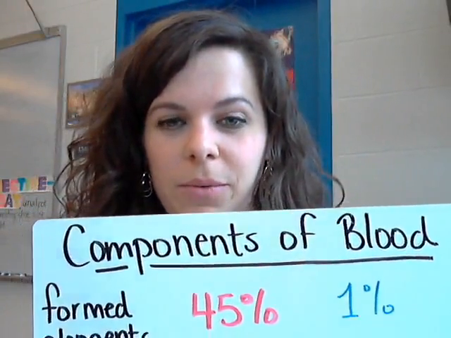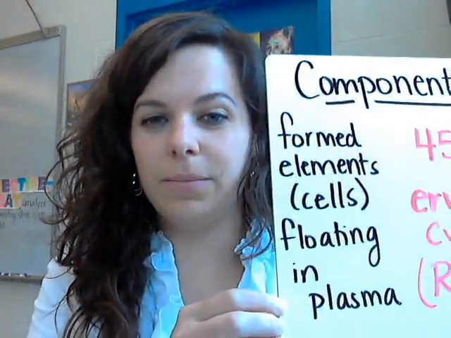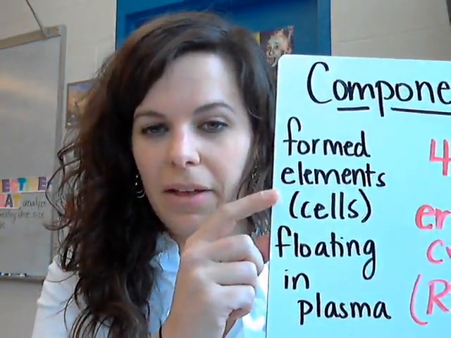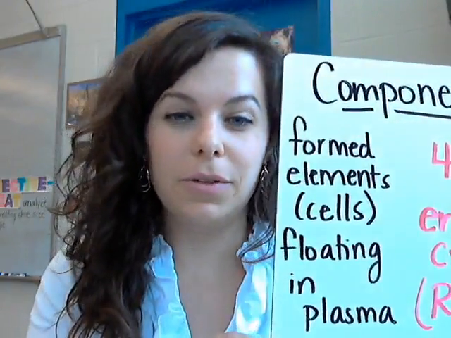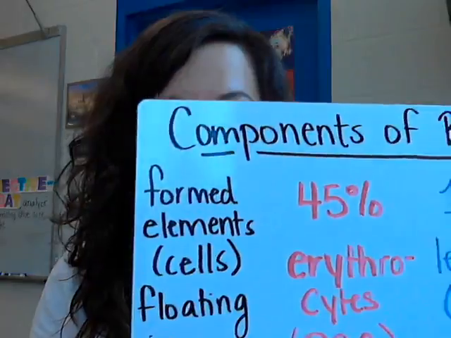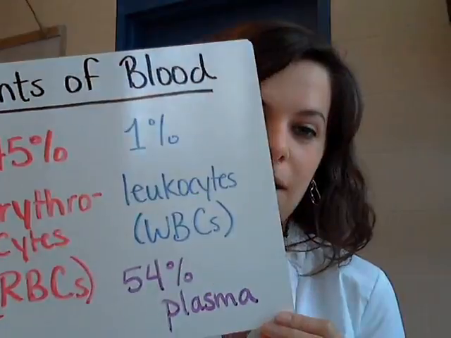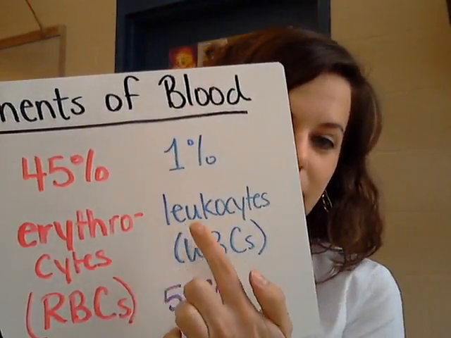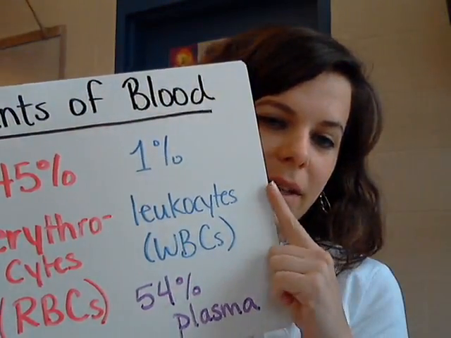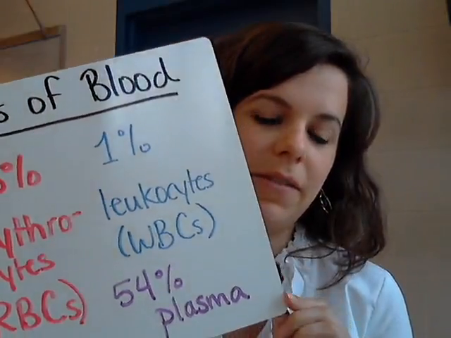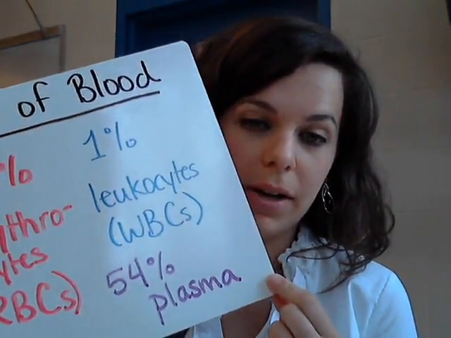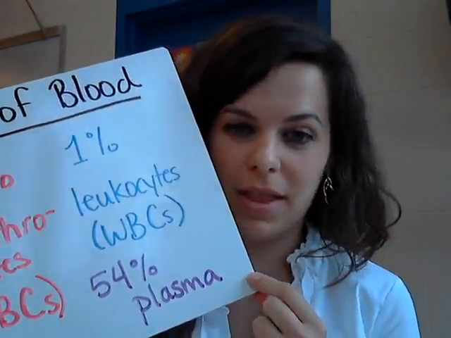Now there's three main parts of blood, and blood is basically made of formed elements, which are your cells, floating in a plasma, which is basically just liquid with some proteins in there and some other stuff. And blood is made of 45% erythrocytes, which are your red blood cells, so it's written in red, and 1% leukocytes, which are your white blood cells, and then 54% plasma, which is, again, the liquid part with some proteins and other stuff in there.